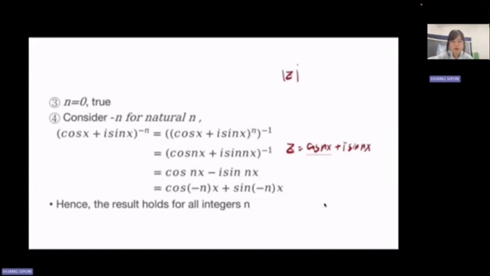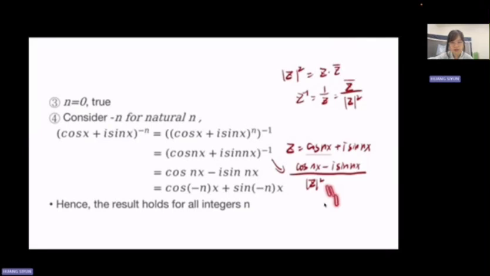And we have the fact that the modulus squared is equal to z times the complex conjugate of z. And we move z to the other side and modulus to the other side. Then we have the inverse of a complex number, which is 1 over z is equal to the complex conjugate over the square of the modulus. So cosine nx plus i sine nx, its inverse we can write as the complex conjugate, cosine nx minus i sine nx, over the square of the modulus. And we know that the modulus is just equal to 1.